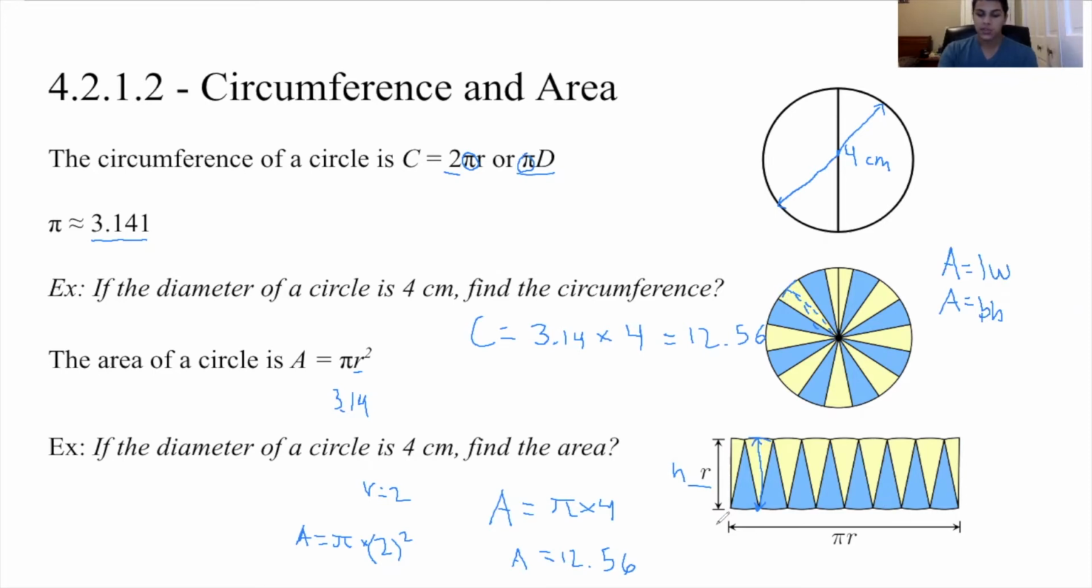Now, in terms of the length of this rectangle, it's going to be equal to pi times r, because it's going to be equal to half the circumference of the circle. Because if you think about it, if we take the blue pieces in the circle, they account for half of the circumference total, right? We have a length here, a length here, here, here, and so on. And that is half the circumference of the circle.